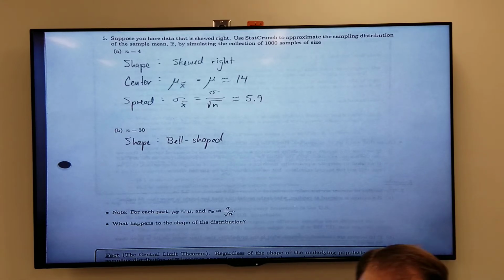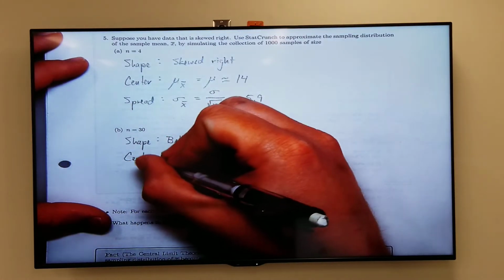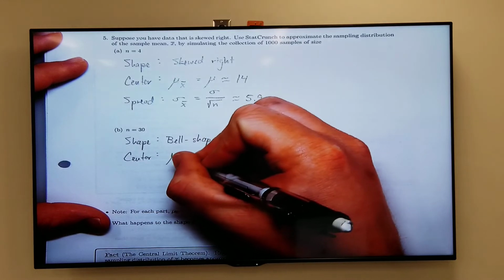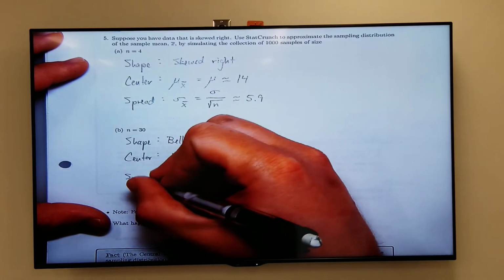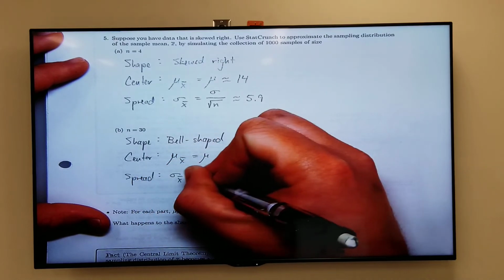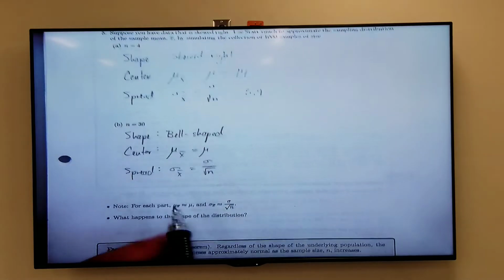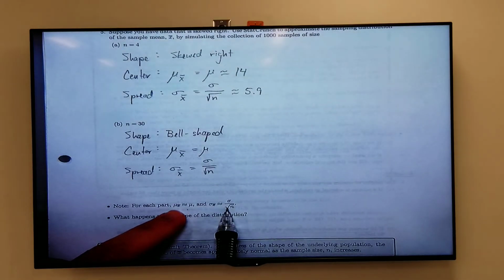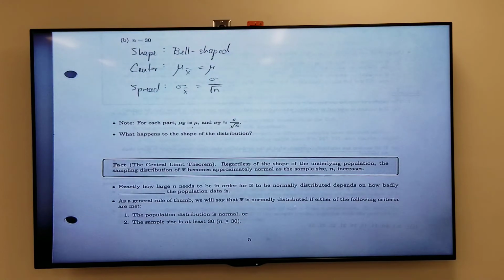So the shape is bell-shaped. The center, mu sub x bar, is still pretty close to mu. The spread, sigma sub x bar, is still pretty close to sigma divided by square root of n. Those things are always true. Mu sub x bar is approximately the same as mu. Sigma sub x bar is approximately the same thing as sigma divided by square root of n.